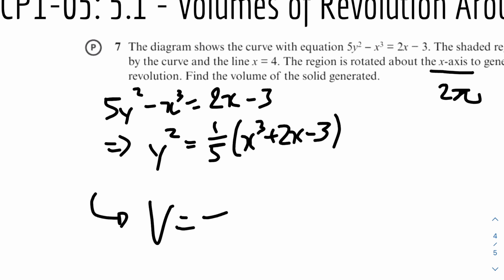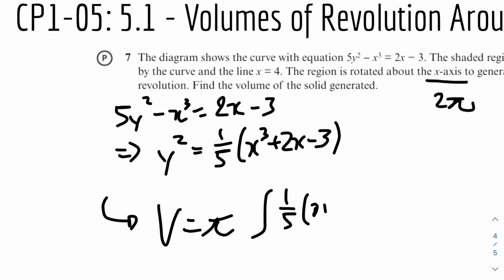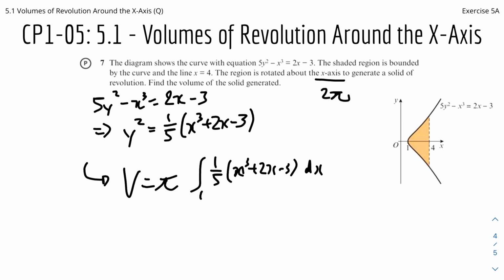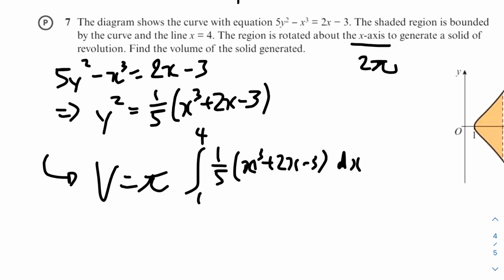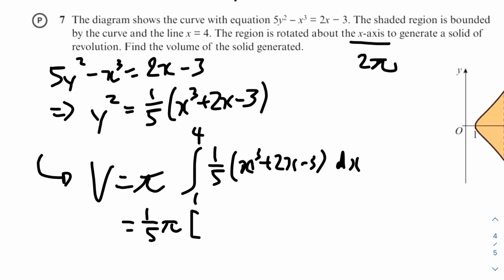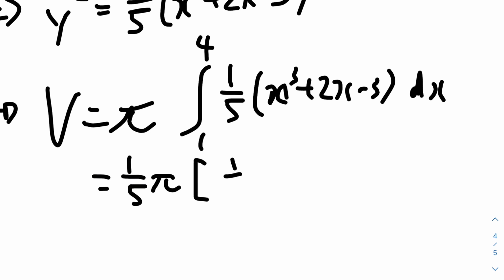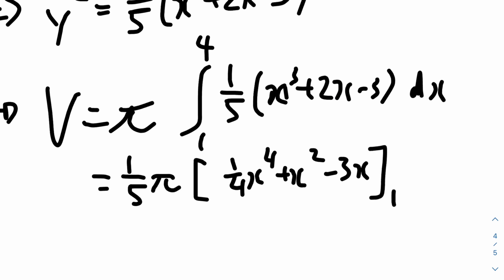So volume equals pi times the integral of y squared. In this case, it's already 1 over 5 times x cubed plus 2x minus 3 dx from x equals 1 to x equals 4. So I'll just pull out the 1 over 5 first. So 1 over 5 pi, and integrate it. It'll be 1 over 4 x to the power 4 plus x cubed minus 3x from x equals 1 to x equals 4. And this will be 1 over 5 pi times, and just put into my calculator.